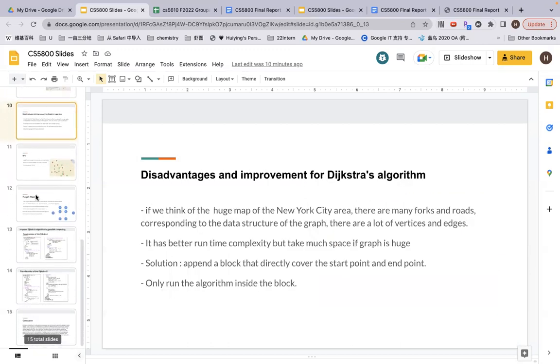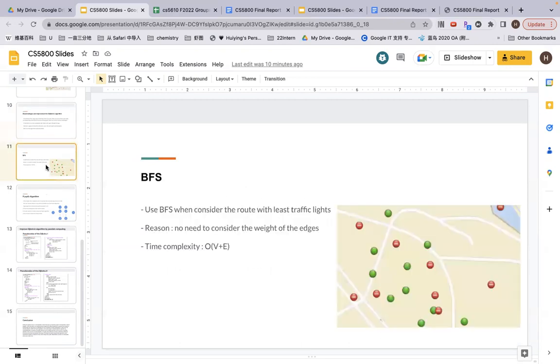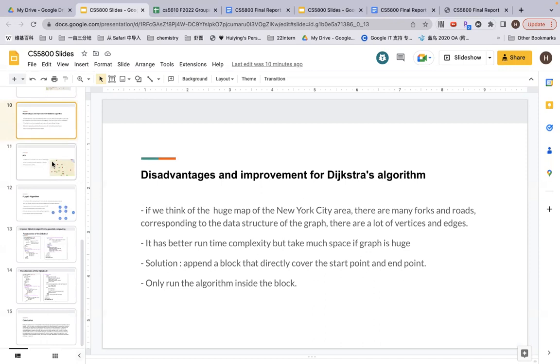And after we ran the algorithm, we found there are some disadvantages. Like if we think of the huge map of New York City, there are too many forks and roads, which means in the graph, there are too many vertices and edges. Dijkstra's algorithm has a better runtime complexity compared to Floyd, but it takes too much space if the graph is huge. We came up with a solution: we append a block that directly covers the start point and end point, and we only run the algorithm inside the block, which means we don't need to run it on the entire map, which will reduce the data capacity.